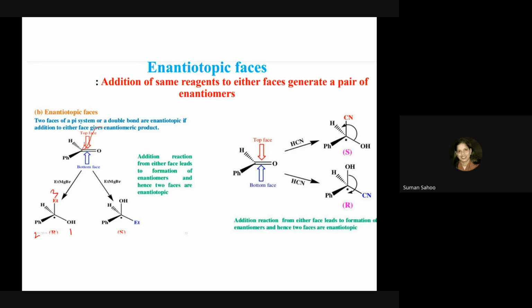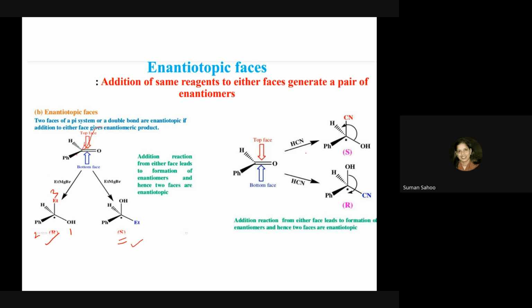So in that case, the stereochemistry would be R. And if it is going from the bottom face, it is going to give the other enantiomer. For both the faces, we do not have a ligand, we are not exchanging ligands, we are just adding one group either on the top face or on the bottom face. The top face gives one enantiomer R, and the bottom face gives the other enantiomer. So the relationship between these two faces is that they are enantiotopic to each other.